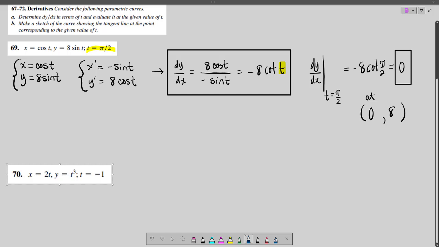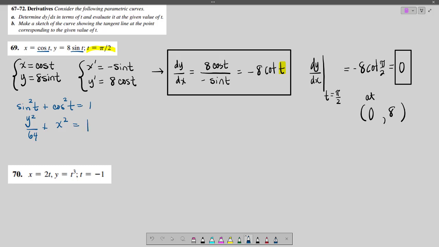Okay, so let's try to get a visual for this stuff. We have a horizontal tangent at 0 comma 8. We have a cosine and a sine, so if we're going to eliminate t, we would use the Pythagorean theorem. So we know that sine squared of t plus cosine squared of t is 1. Sine is y divided by 8. So if we square that, we're going to get y squared over 64 plus x squared equals 1.